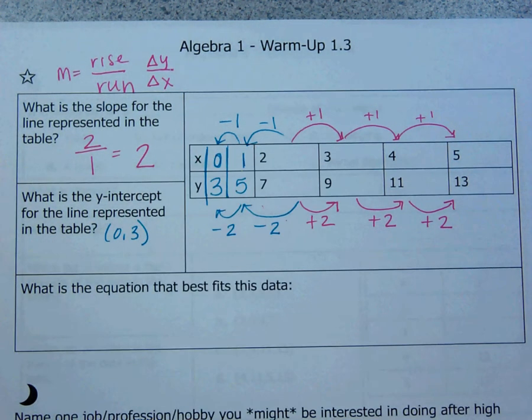Now I can't use all of that in my equation, but that is the y-intercept. If I were to graph that, that would be on the y-axis. So how can I use this to help me write an equation?